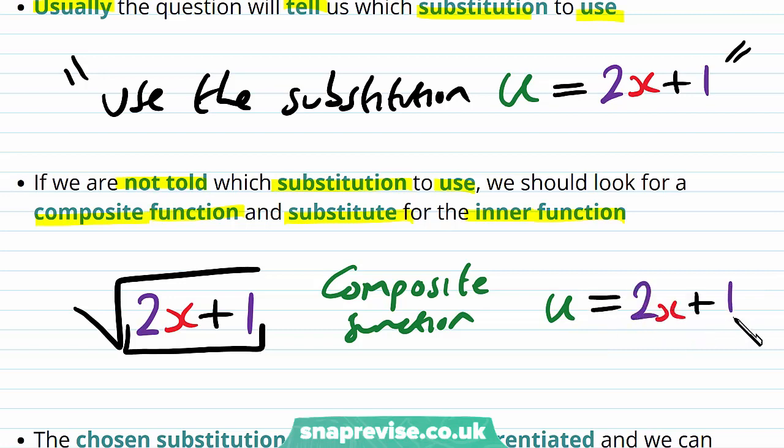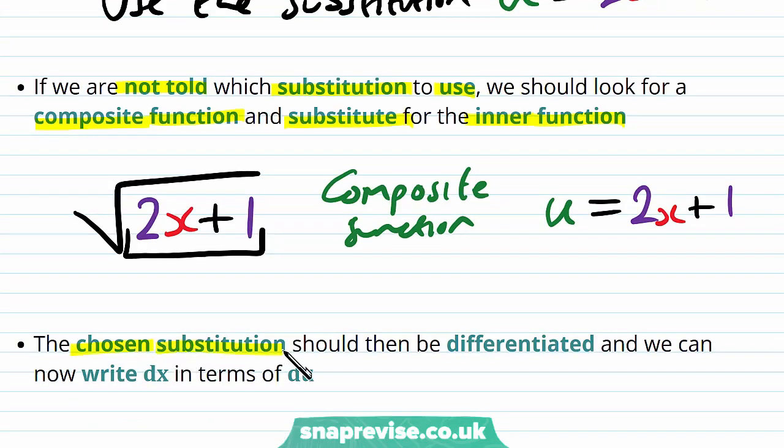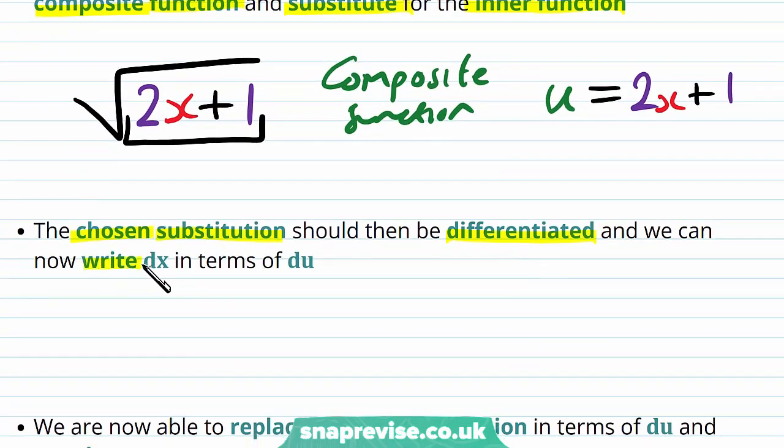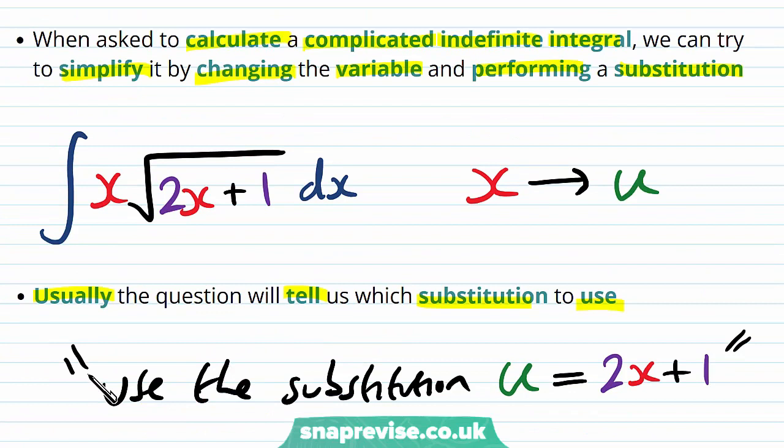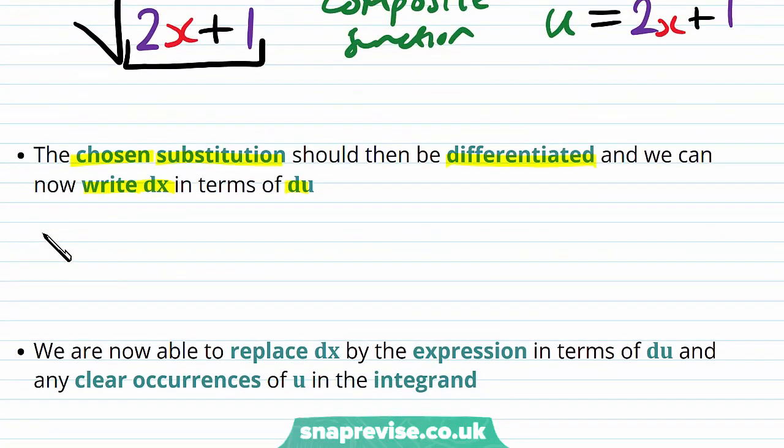The chosen substitution should then be differentiated, and we can write dx in terms of du. The whole idea is to completely remove x's from our integral and turn them entirely into u's. This includes the dx. We're going to want to integrate with respect to u.